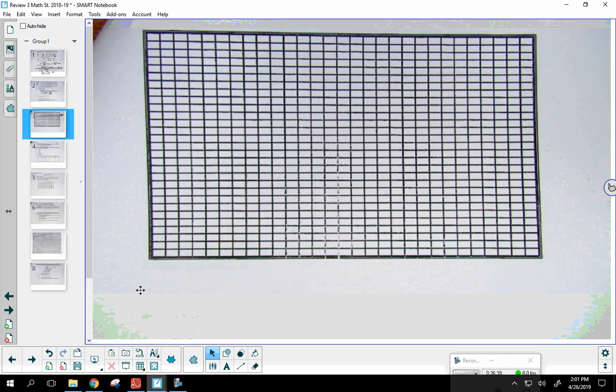So many people are just coming on up to the computer, smartboard. It's the easiest thing you got to do. You're just plotting a point.